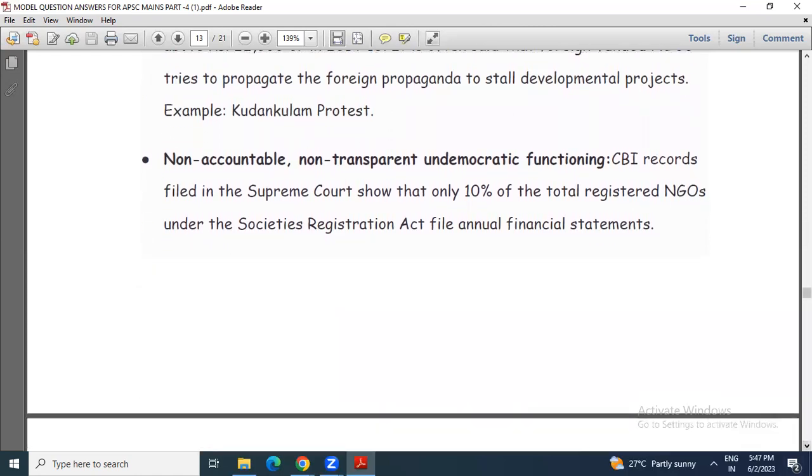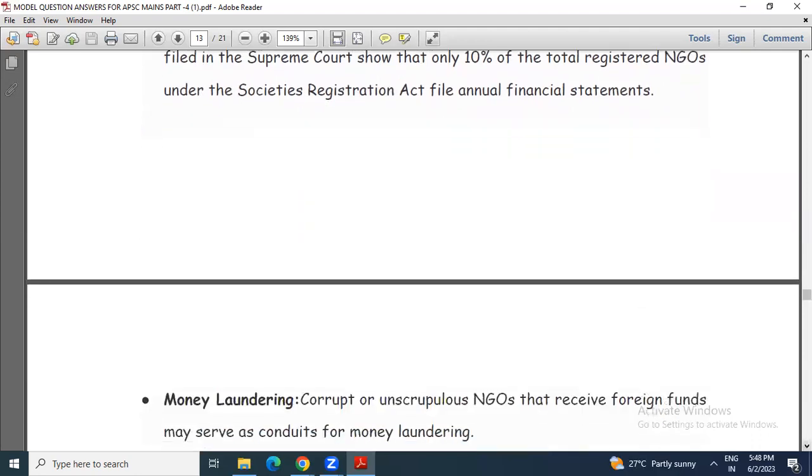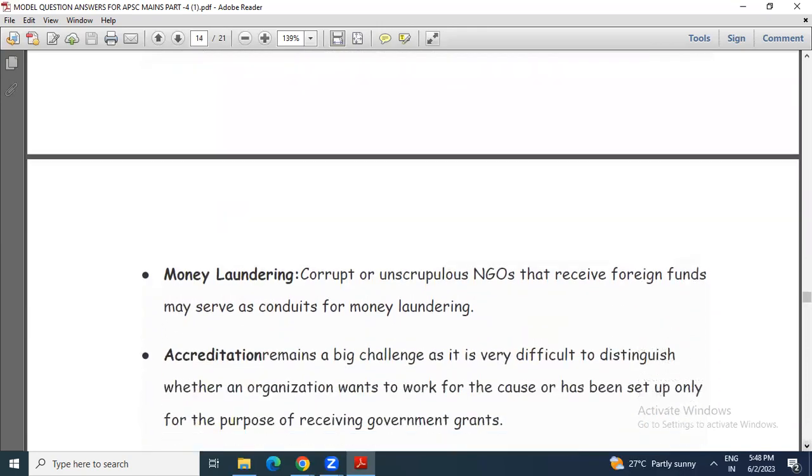We have a lot of NGOs in our country. Even this number is so big that you will be surprised to see that in a developed part of India like New Delhi, so many NGOs are there. What they are doing is really a questionable mark. So CBI records filed in the Supreme Court show that only 10% of the total registered NGOs under the Societies Registration Act filed annual financial statements. What about the 90% left?